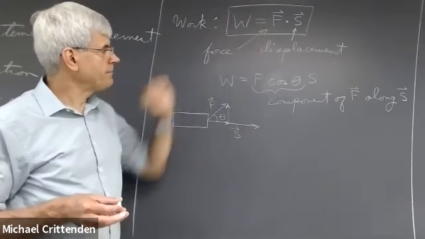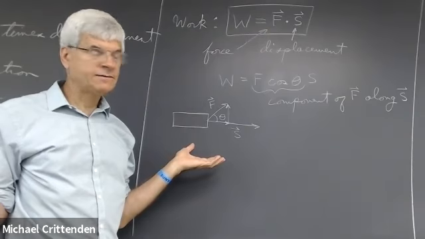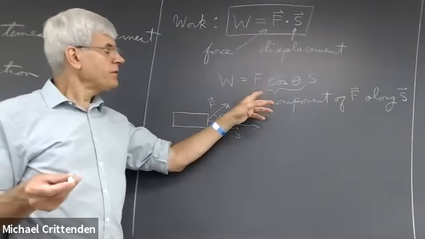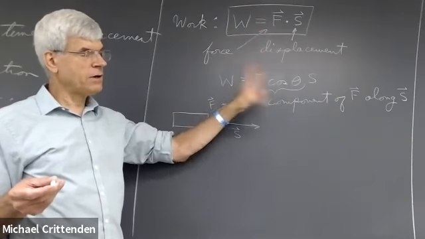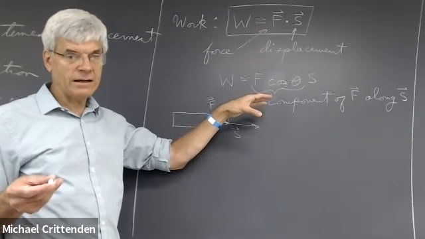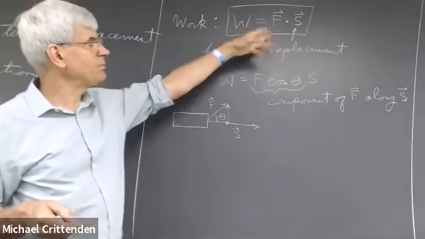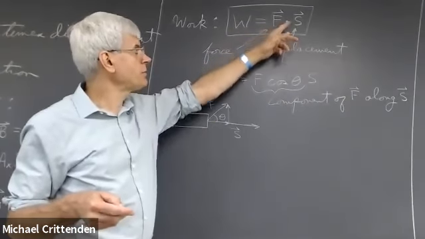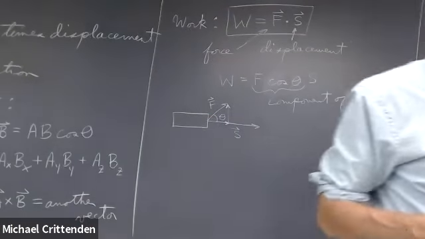The dot product is just a shorthand way of writing this, and this is not the only situation where two vectors and the cosine between them go together. It's a common enough situation that they came up with a shorthand notation to mean this sort of thing, and that's what the dot product is.